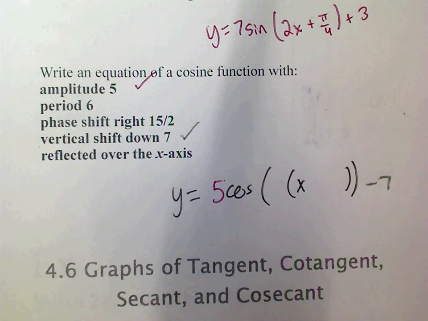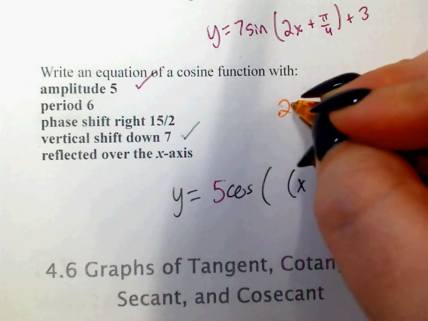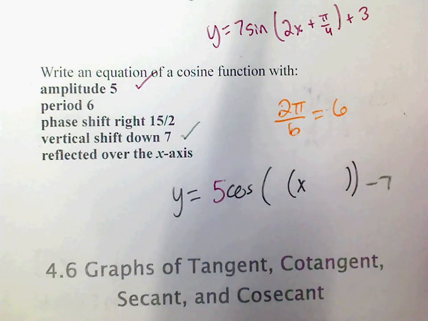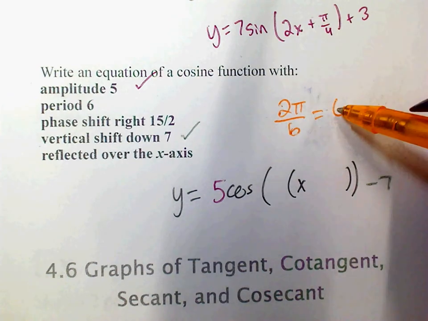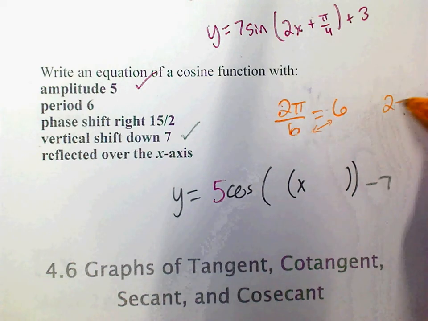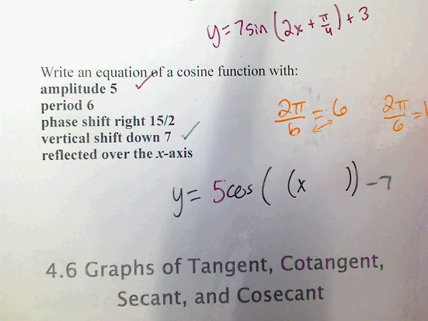Good. So you said b is pi over 3, so 2 pi over b has to equal 6. Then how do I solve for b? Multiply by b and switch the 2. So 2 pi divided by 6 equals b, which is pi over 3. So you're right, that would be pi over 3.